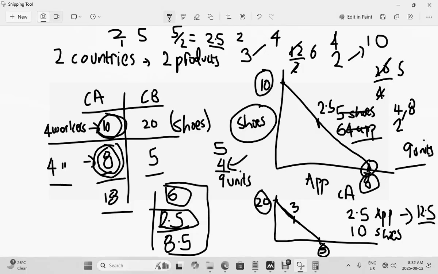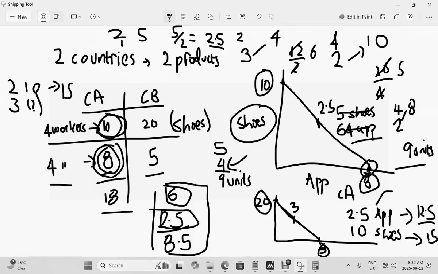So in this case, 2 workers will produce 10 shoes. So how many will 3 produce? 3 times 10 is 30, divided by 2 is 15. So all of a sudden they're producing 15 shoes rather than 10 shoes with 3 workers.